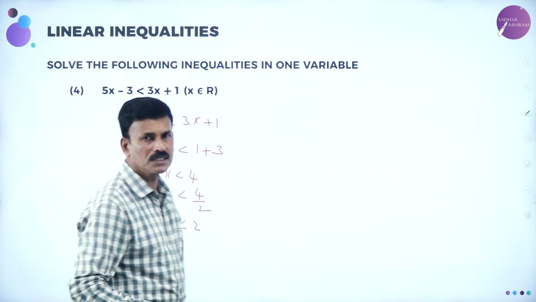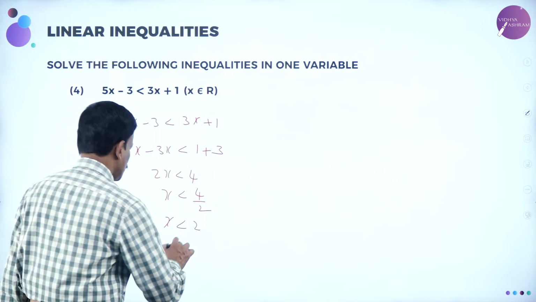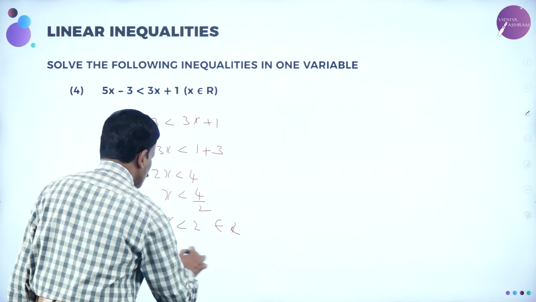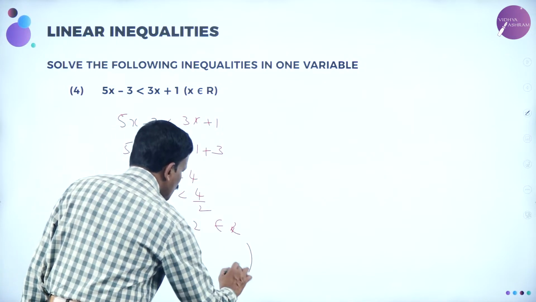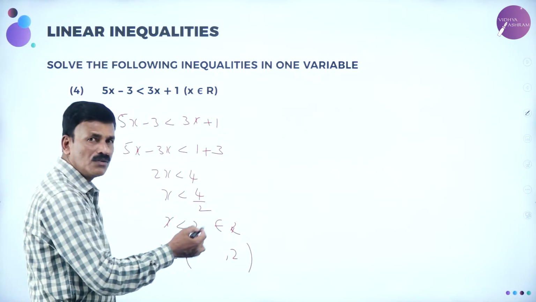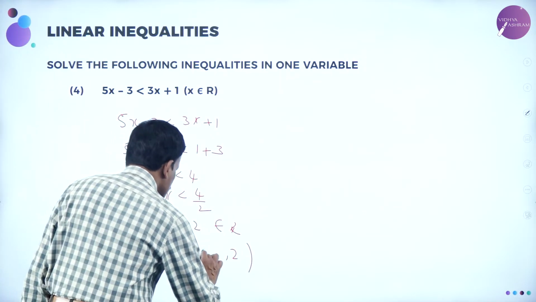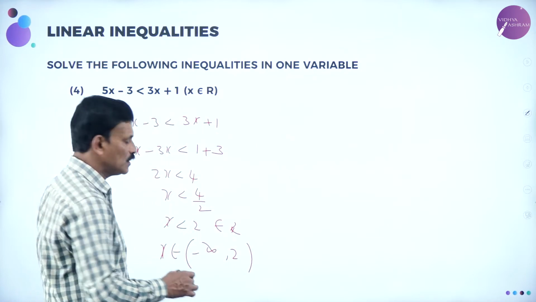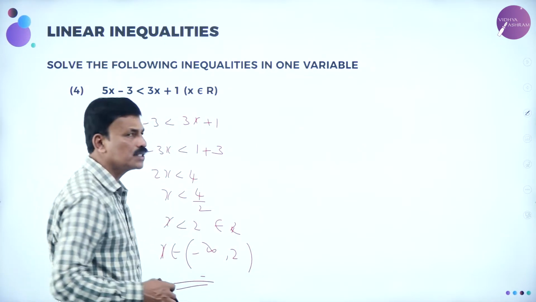That's it. Okay. So what is the solution set? That is x belongs to R. Therefore, x belongs to less than 2. 2 and less than 2 means 1, 0, minus 1, minus 2. So that is nothing but minus infinity. This is how we are going to write the solution set.